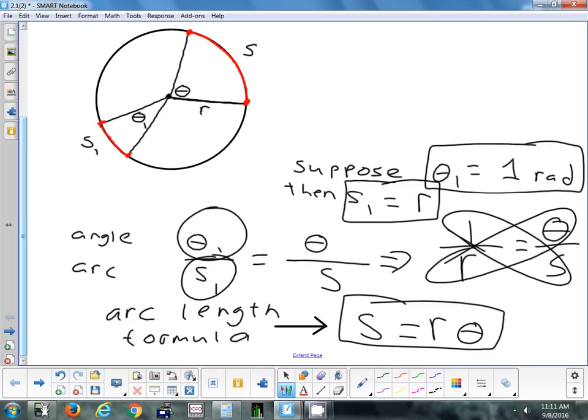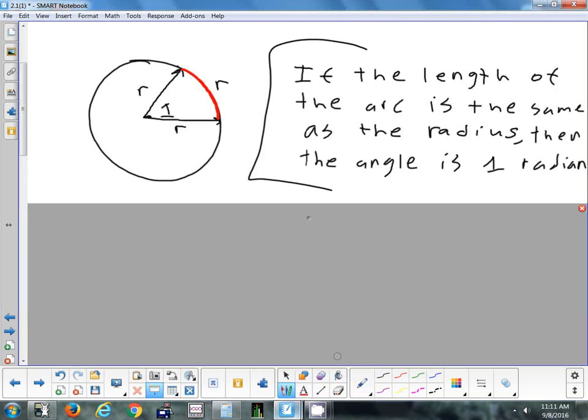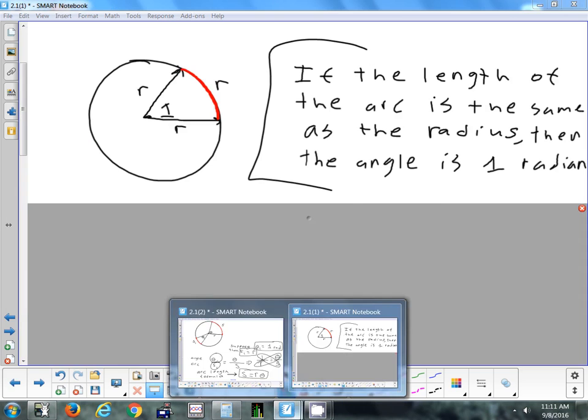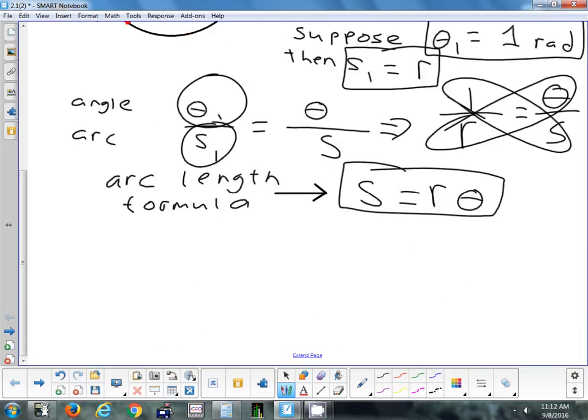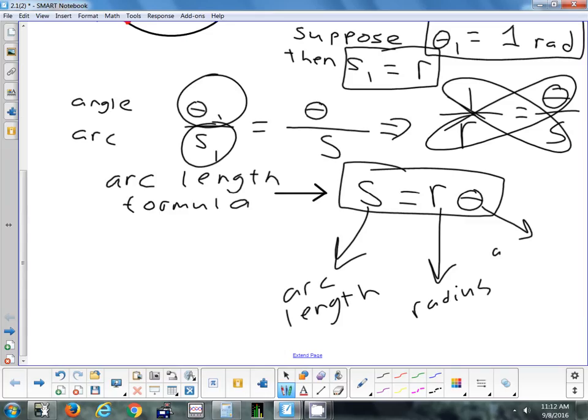Okay, so that whole formula is based on the facts that we said yesterday. You have to know that, and you have to understand that angle size and arc size are directly proportional. Okay, so that is your arc length. R is your radius, and theta is your angle. But we have to be careful with the angle.